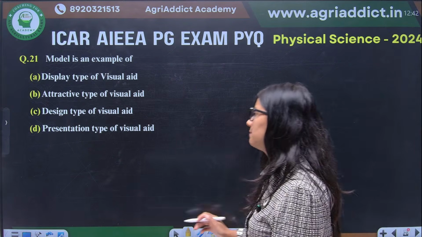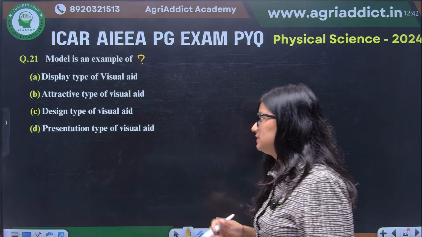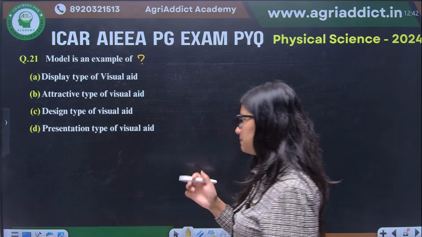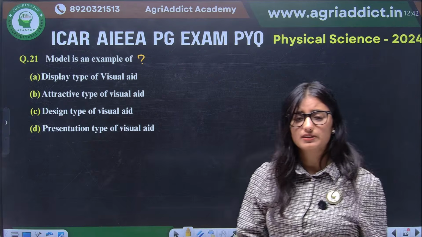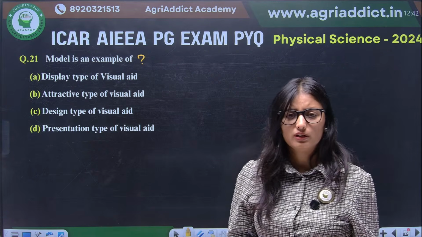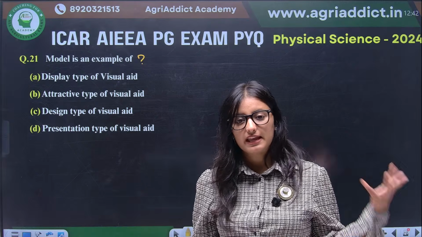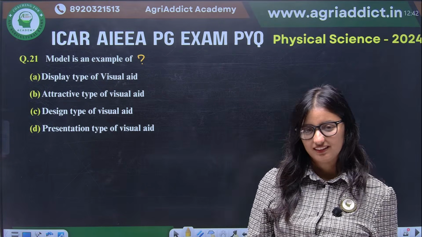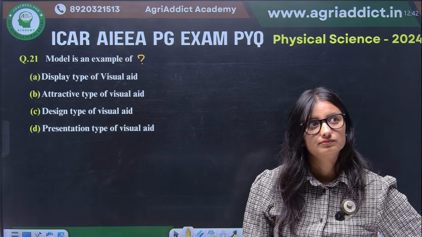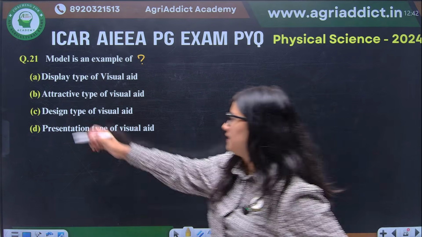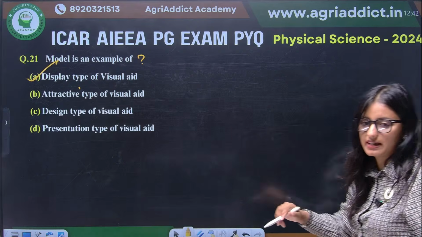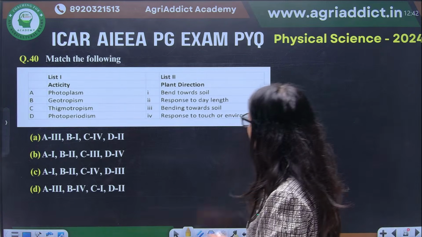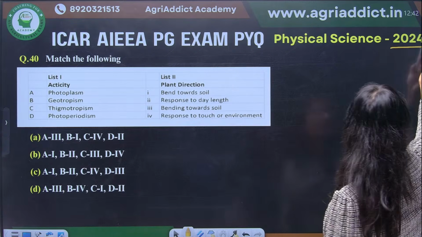Model is an example of what? Is it display type of visual aids? Attractive? Design type? Presentation? What do we do in the model? We are displaying it, designing it, presenting it. What is model? Display. Very good. Model is display type of visual aids. Very good. Correct. Again, this is a similar question and this is from 2024.